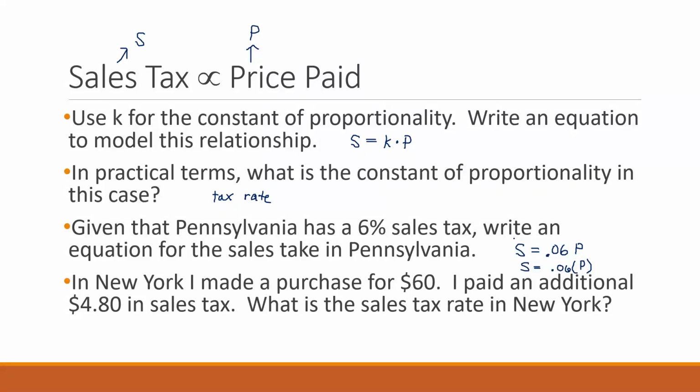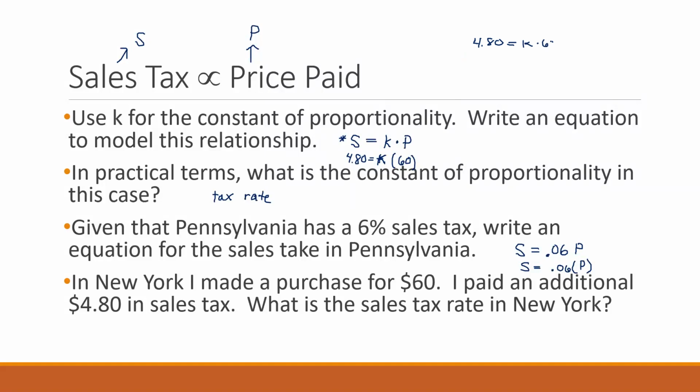Now our last bullet point here says in New York I made a purchase for $60. I paid an additional $4.80 in sales tax. What is the sales tax rate in New York? Well, I'm going to go back to my original formula up here at the beginning, and I'm going to fill in numbers. The sales tax, the problem told me, was $4.80. The tax rate is what I don't know. So I don't know that tax rate; I'm going to let that be K. And it says the purchase price here is $60. So I have this equation, 4.80 equals K times 60.